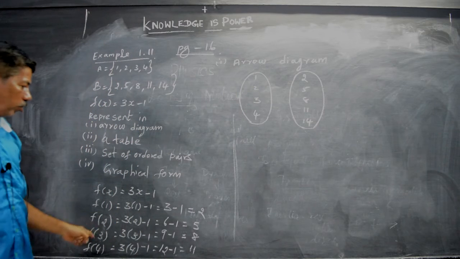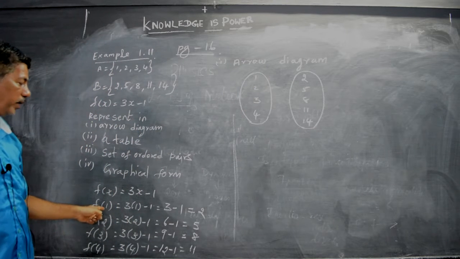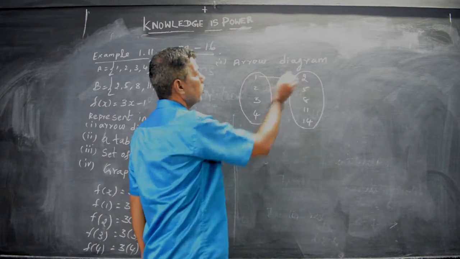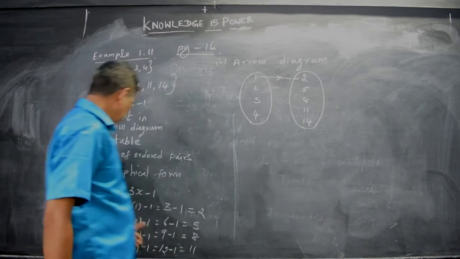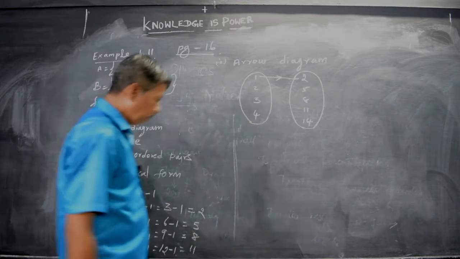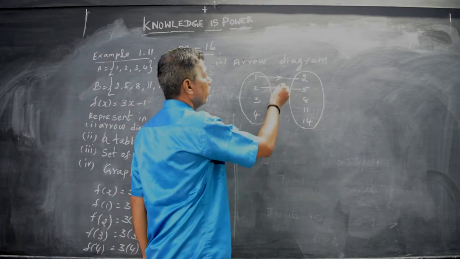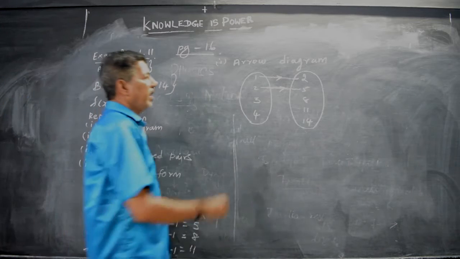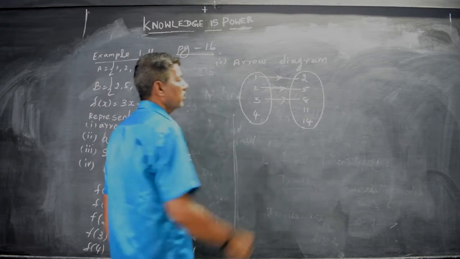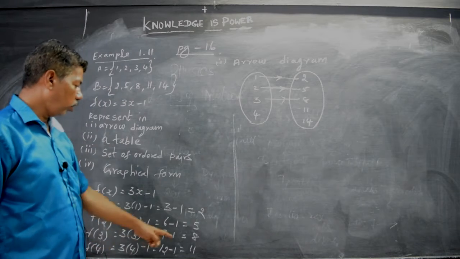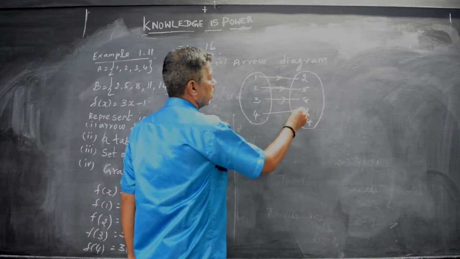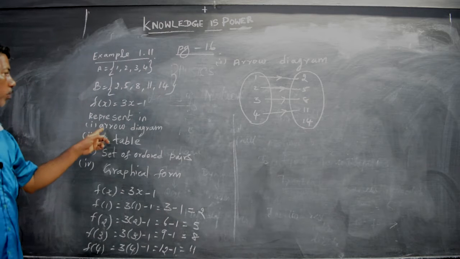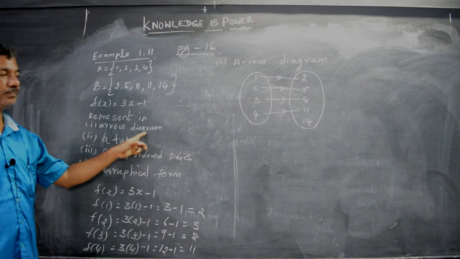And now you have to follow this. When you substitute 1, what will you get? 2. When you substitute 2, what will you get? 5. When you substitute 3, what will you get? 8. When you substitute 4, what will you get? 11. So this is the answer for the first Roman letter, arrow diagram.